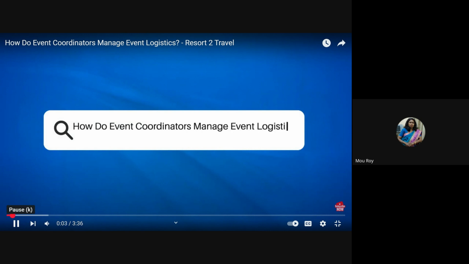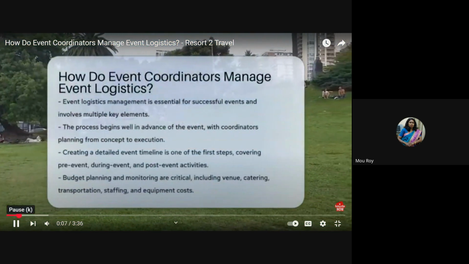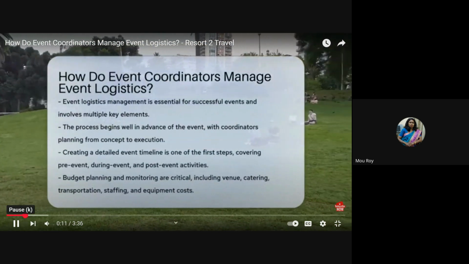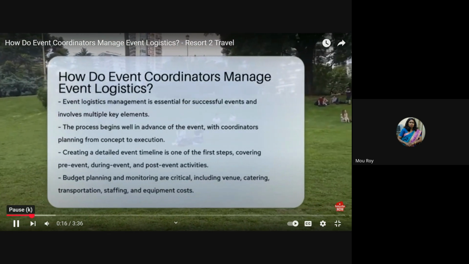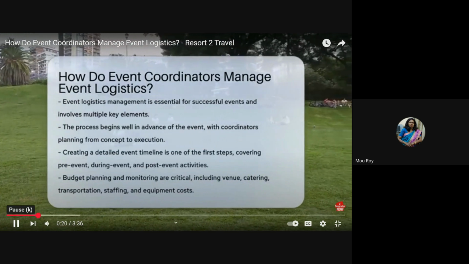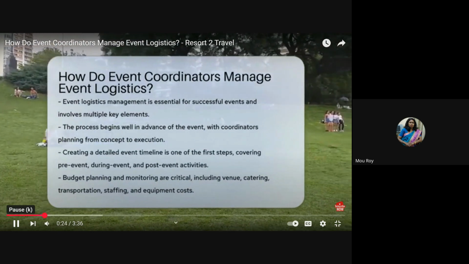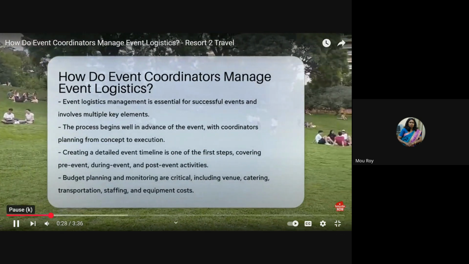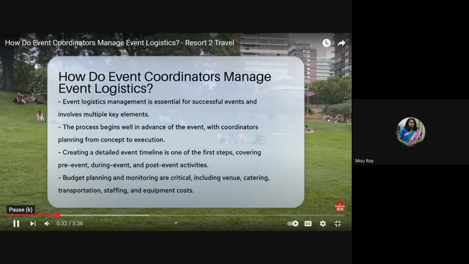How do event coordinators manage event logistics? This is a question that gets to the heart of what makes an event successful, and it's a complex process that involves several key elements. To start, managing event logistics is a multifaceted task that begins long before the actual event takes place. Event coordinators are responsible for planning and organizing events from concept to execution, which means they have to oversee every detail to ensure everything runs smoothly.